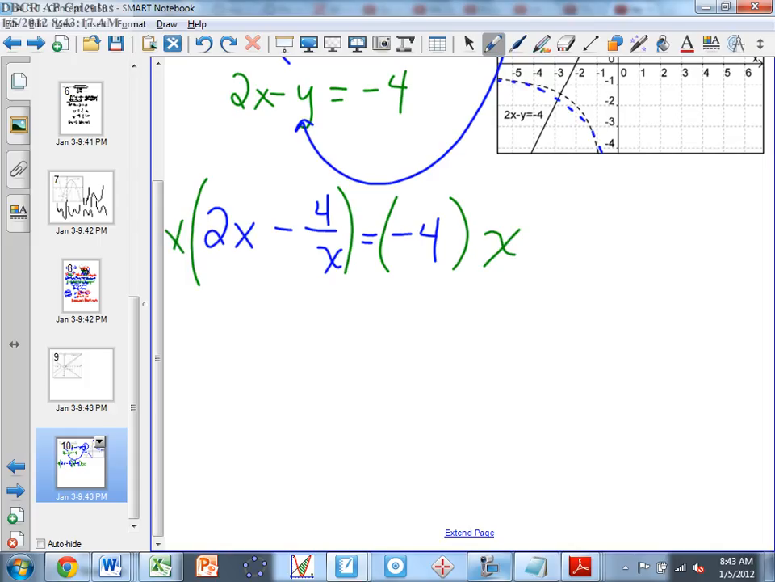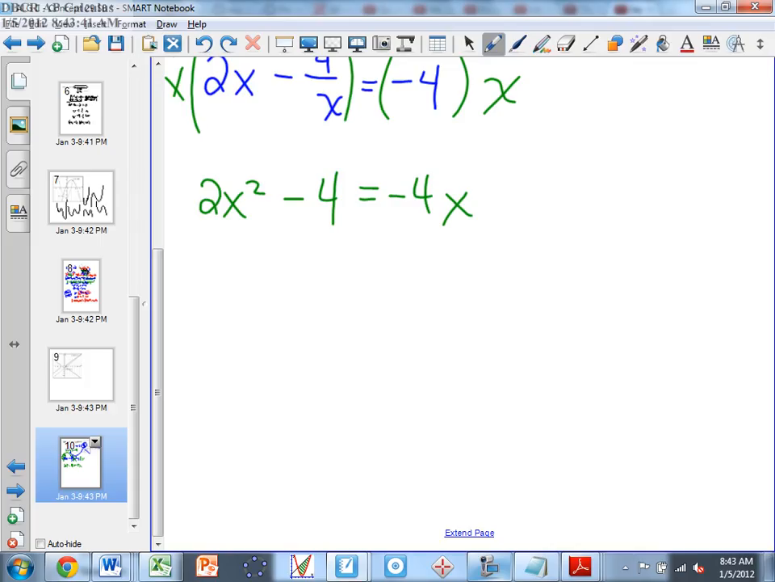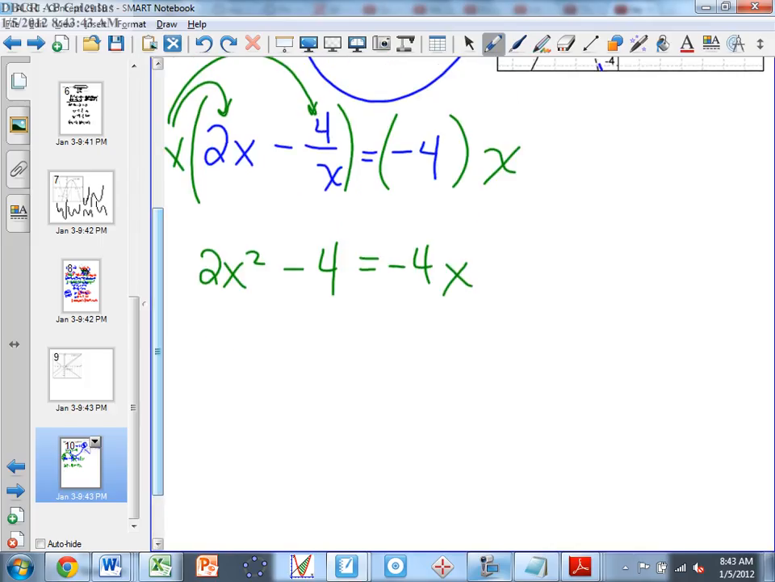Watch. Distribute this x to both of these. This becomes 2x squared. Again, x times 2x is 2x squared. What happens here when I do x times 4 over x? It just becomes 4. Good. And this becomes -4x. And now what do you have? You have a quadratic. Move the 4x over, guys. Take a look. Move the 4x over. And we've got a quadratic.